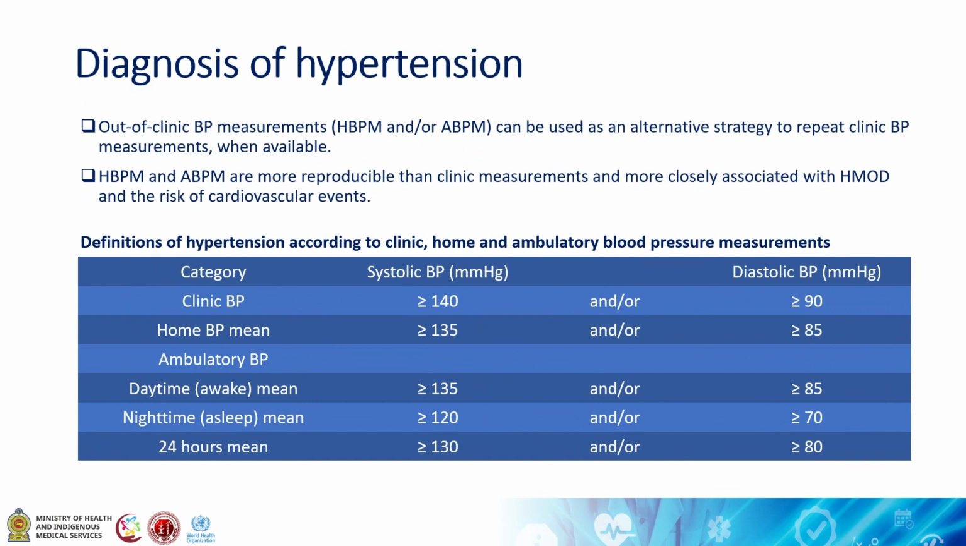Home blood pressure measurements and ambulatory blood pressure measurements are more reproducible than clinic measurements and more closely associated with hypertension-mediated organ damage and the risk of cardiovascular events. The definitions of hypertension according to clinic, home, and ambulatory blood pressure measurements are depicted in this chart.